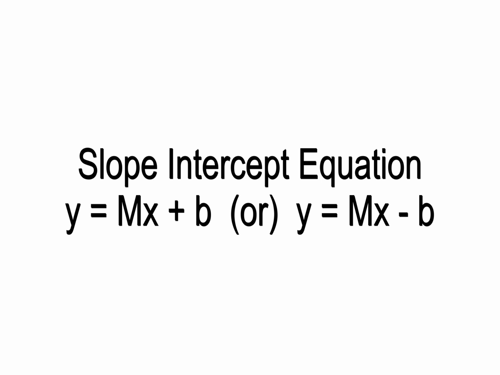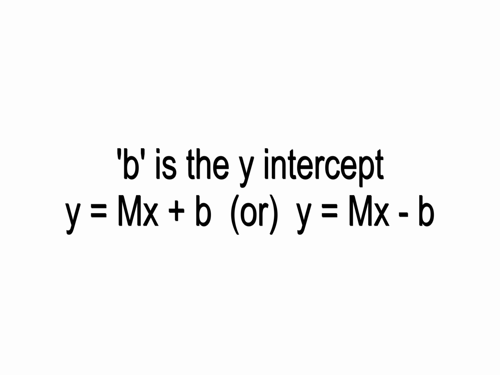Now we're going to learn about the b part of the slope-intercept equation. The b is called the y-intercept. Hopefully you watched part 1, where you learned how to calculate the slope, which is the m in this y equals mx plus b or minus b. Now we're going to learn about the b part.